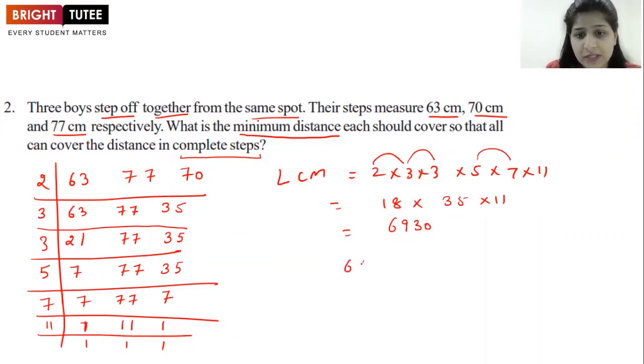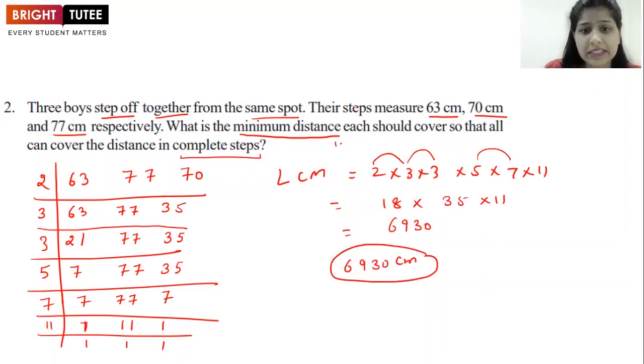6,930 centimeters is the minimum distance that they will cover in complete steps. This is the minimum distance. Clear? Moving to the next question.